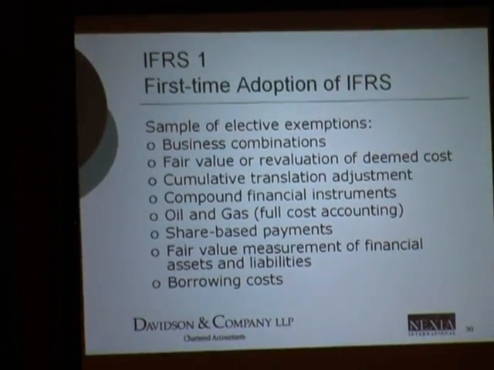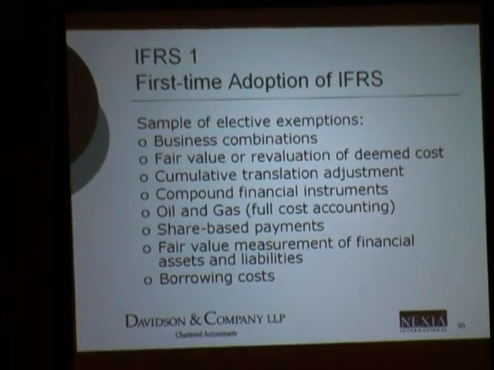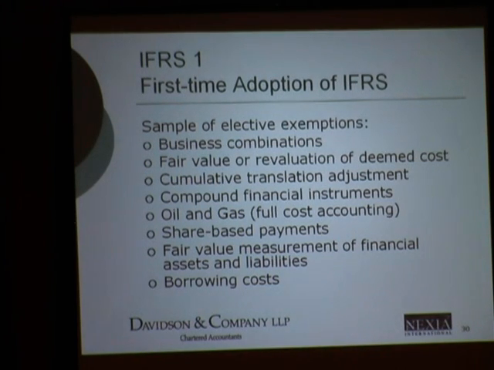So we've got business combinations, fair value or revaluation of deemed costs, cumulative transaction adjustment, compound financial instruments, oil and gas full cost accounting, share-based payments, fair value measurements of financial assets and liabilities, and borrowing costs. The idea with business combinations is you've got specific IFRS rules on business combinations, which can differ from Canadian GAAP. And even the Canadian GAAP that we had 7 or 8 years ago is different than the business combination GAAP that we currently have.